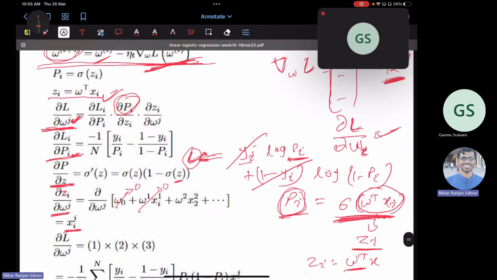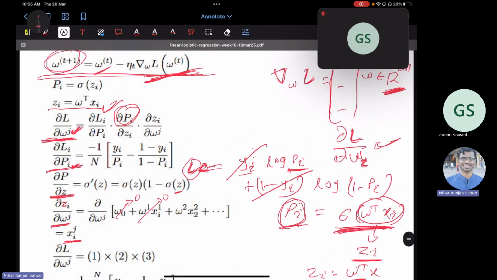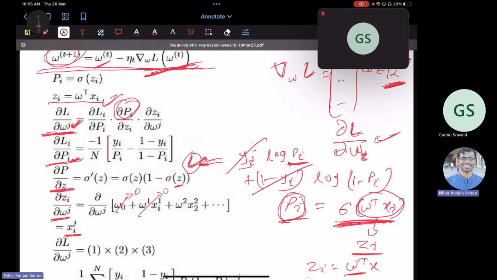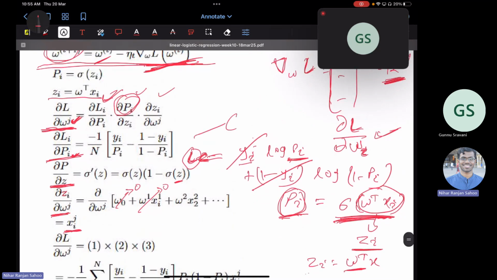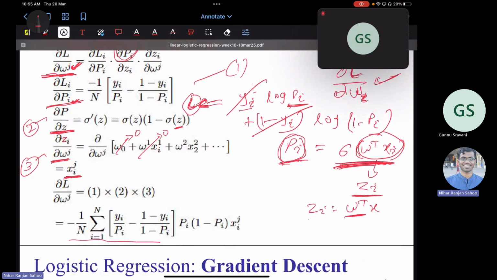So now we have to track backward and put all the values in the respective places in this formulation. So this is 1, this is 2, and this is 3. Now if you multiply these 3 terms, the partial derivative will be like this.